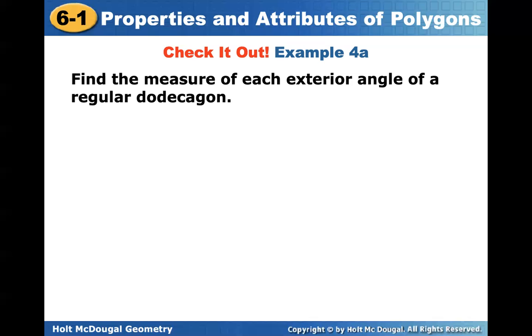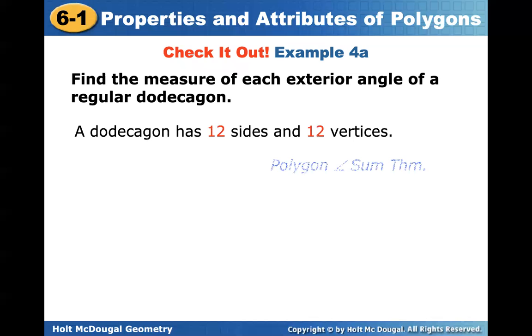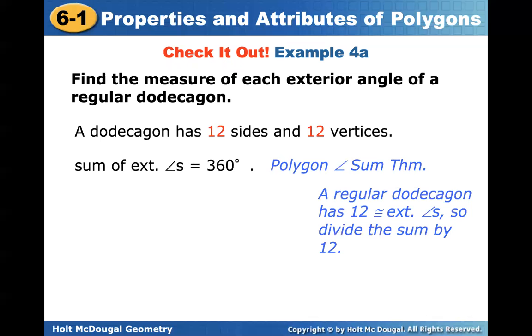All right, let's take a look at these. 4A, find the measure of each exterior angle of a regular dodecagon. A dodecagon is 12-sided, so there are 12 exterior angles. They are all the same because it's a regular dodecagon. So we take 360, because we know the exterior angles should add up to 360, and divide that by 12. 360 divided by 12 is 30 degrees. So each exterior angle of a regular dodecagon should be 30 degrees.